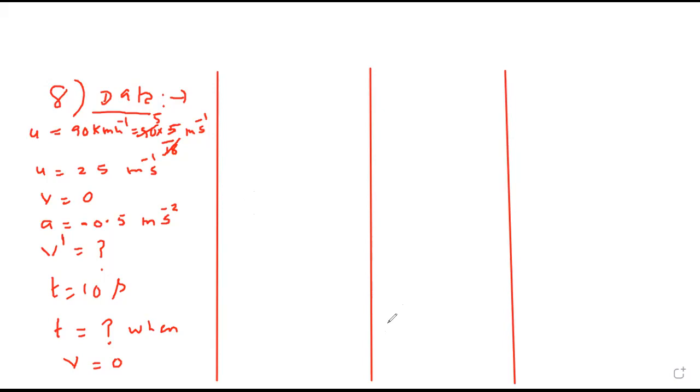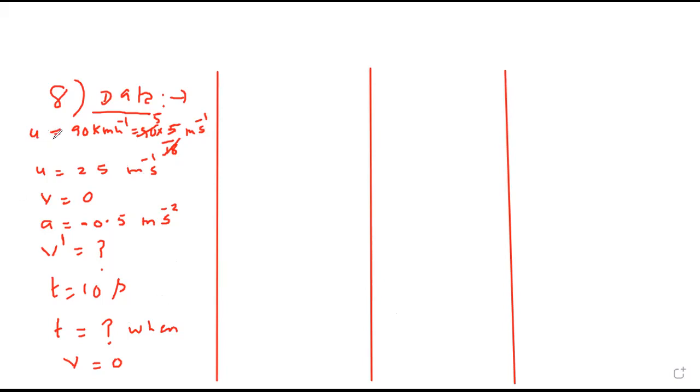A train is moving with a velocity of 90 kilometers per hour. It is brought to a stop by applying the brakes, which produce a retardation of 0.5 meters per second square. Find the velocity after 10 seconds, and the time taken by the train to come to rest.